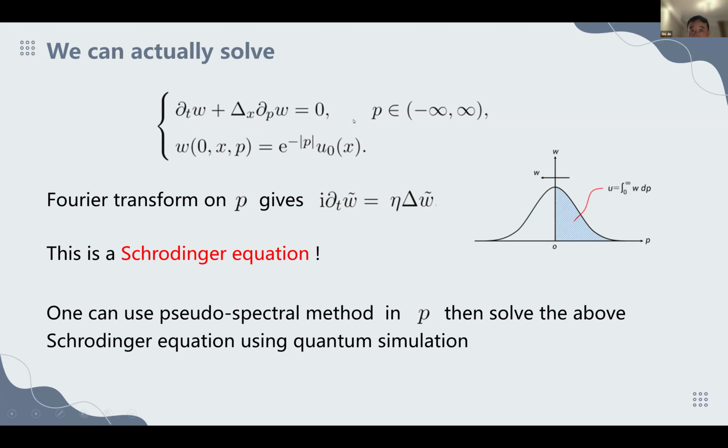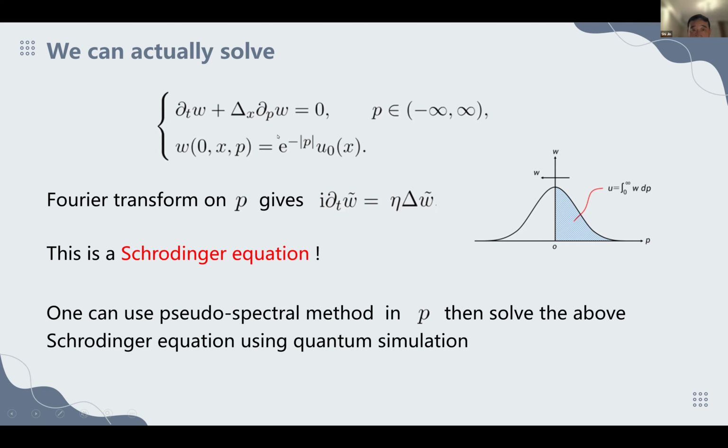Now we just extend this P to the entire domain from minus infinity to infinity by doing even extension. I even extend this initial data of W, I put absolute value of P. It's an even function, the initial data in P. Now look at this equation, the new system in the entire space.